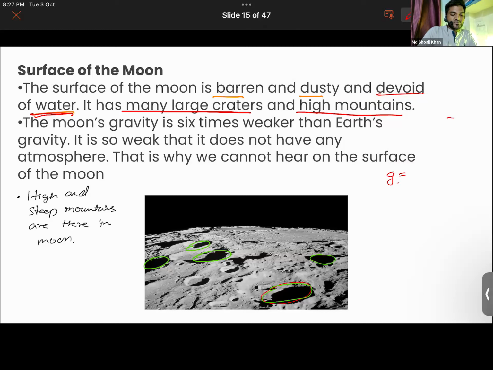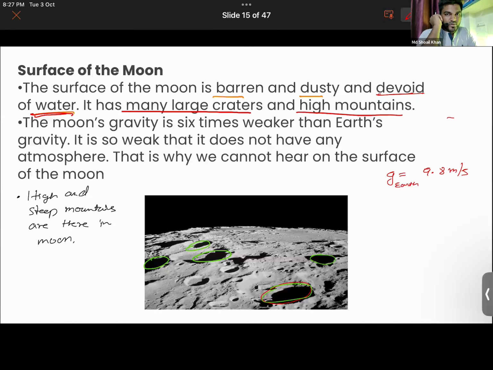Gravity on earth is how much? 10 or 50, Ahmed? No. The force of gravity on earth is 9.8 meters per second squared.